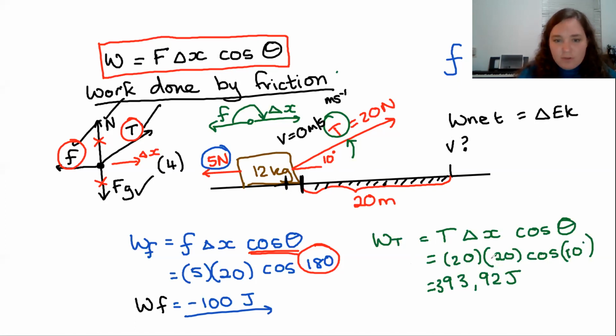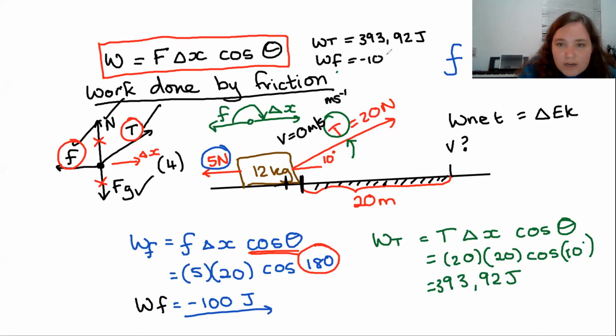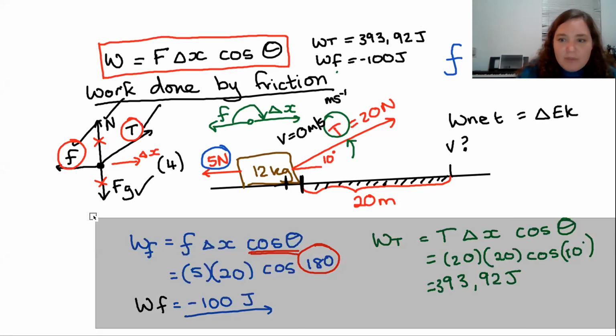Now I'm going to have to ask everyone, because I unfortunately need to remove the bit at the bottom here so that I've got enough space. I'm just going to make a little note here. The work done by the tension was 392 joules. Got to be careful, 392 joules. And the work done by friction was negative 100 joules. The reason I needed to get that is I'm about to make it go away.